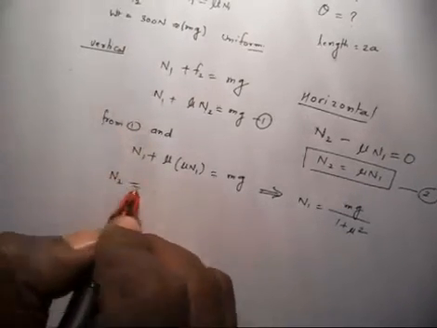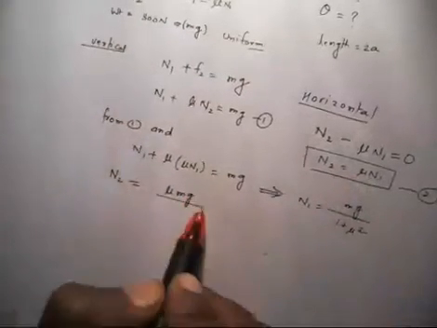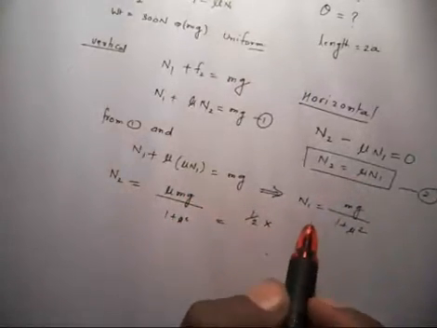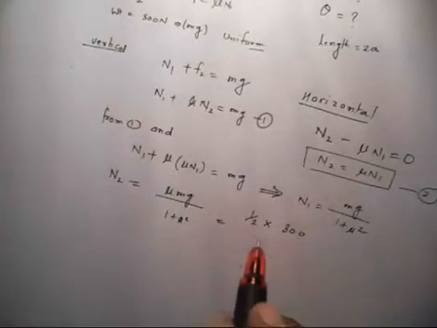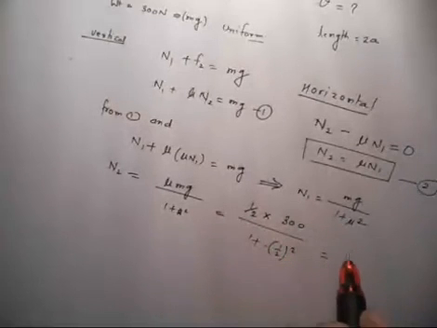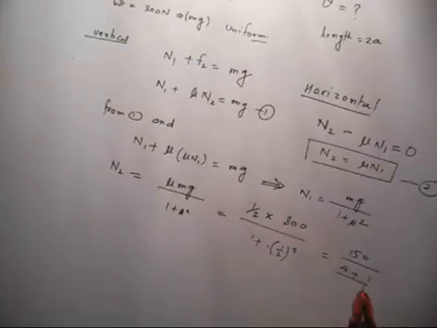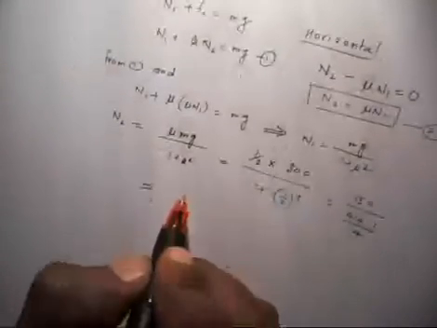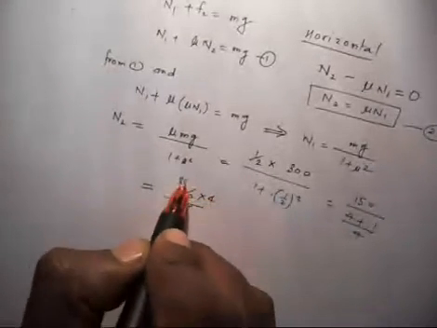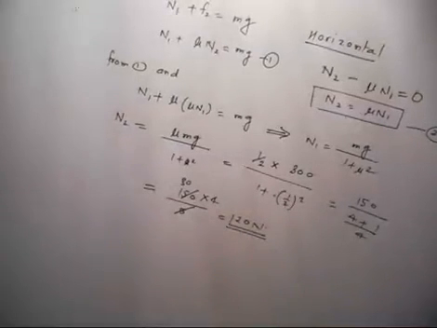So N2 is nothing but mu N1. So N1 times mu, so mu mg divided by 1 plus mu square, and mu is half. mg is given to you, 300 Newton, and this is divided by 1 plus 1 by 2 whole square. So this comes out to be 150 divided by 1 plus 1 by 4, so 4 plus 1, so this comes out to be 150 divided by 5 into 4, so 30 into 4, 120 Newton. Okay, so this is the answer. I have checked the answer. This is the 120 Newton.